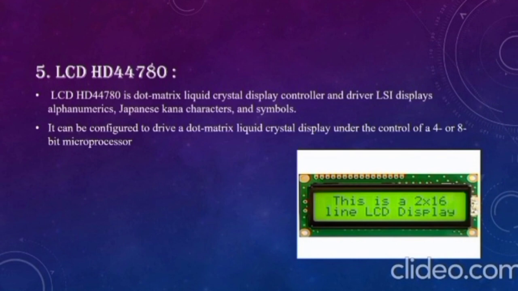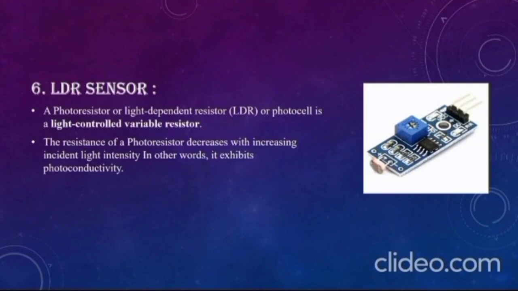Fifth one is LCD HD 44780. The LCD HD 44780 is a dot matrix liquid crystal display controller and driver LSI that displays alphanumerics, Japanese kana characters, and symbols. It can be configured to drive a dot matrix liquid crystal display. Sixth one, LDR sensors. A photoresistor or light dependent resistor, LDR or photocell, is a light controlled variable resistor. The resistance of a photoresistor decreases with increase in incident light intensity. In other words, it exhibits photoconductivity.